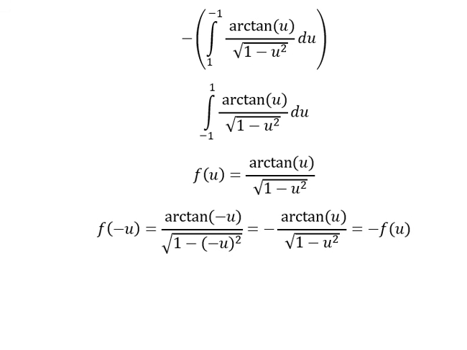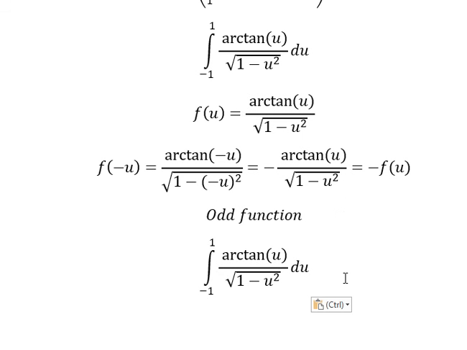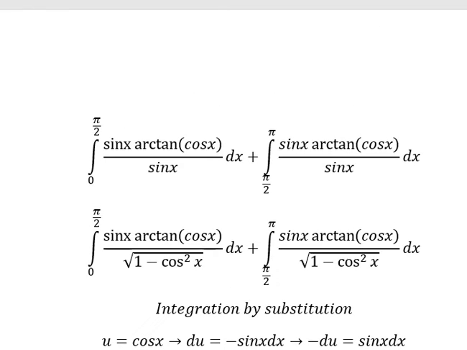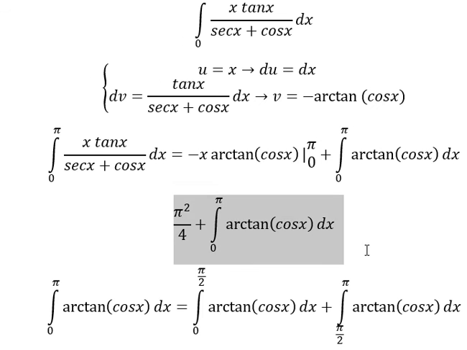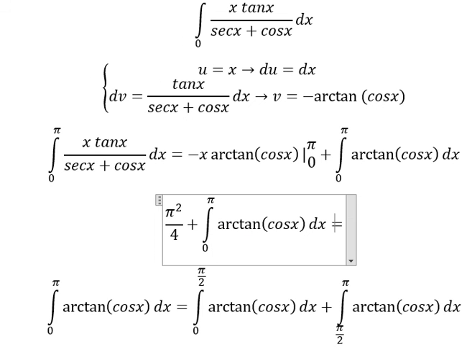So we can say that this is an odd function. Because this is an odd function, and we know that the bounds are symmetric in here from 1 to negative number 1, that means this one equals number 0. So we can say that this integration equals number 0, and the final answer is about this one.